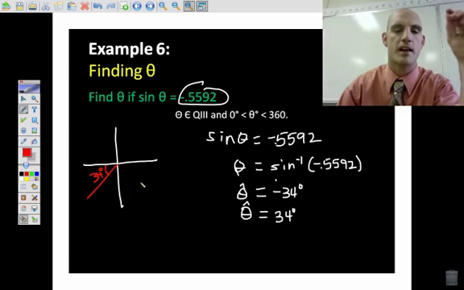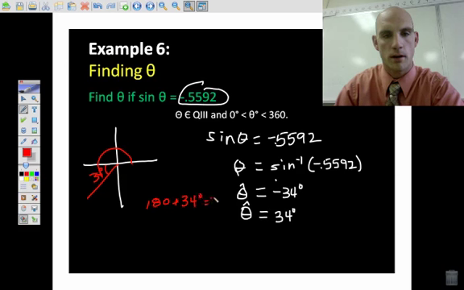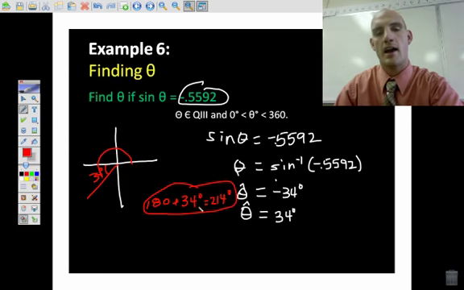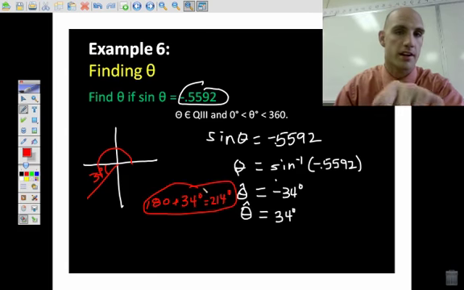Looking logically at what this means, I have to go all the way around to get to here. So that's going to be 180 plus 34, which is 214 degrees. Okay? You see how that works? I used my sine to find my theta hat, and I added it to whatever I needed to add it to, using my reference angle to get my theta.